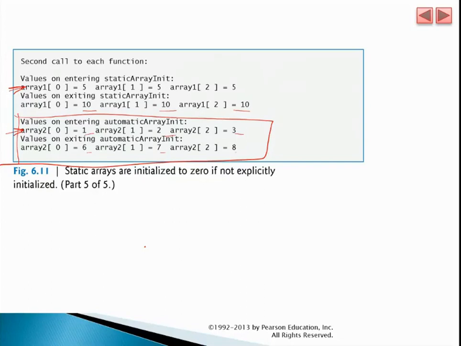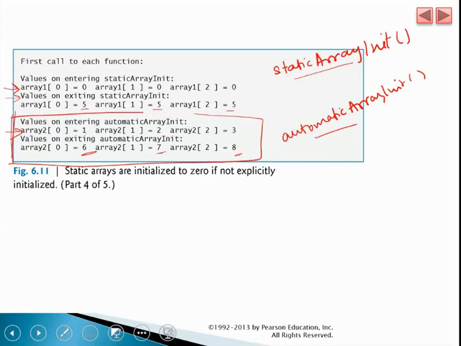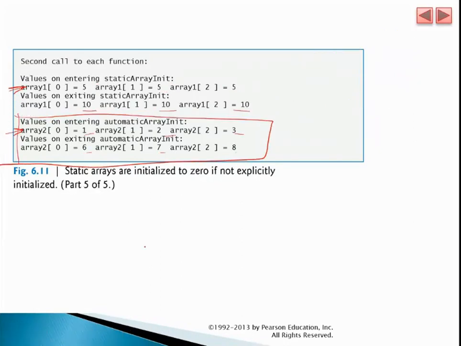But in case of static, in the first call, it is initialized with 0. In the second call, it is initialized with 5. Okay, so the value remains intact. So this is the difference between static local array and automatic local array. Now, if you have any question in this particular thing, you can go ahead and ask. After that, we will start searching and sorting on array.